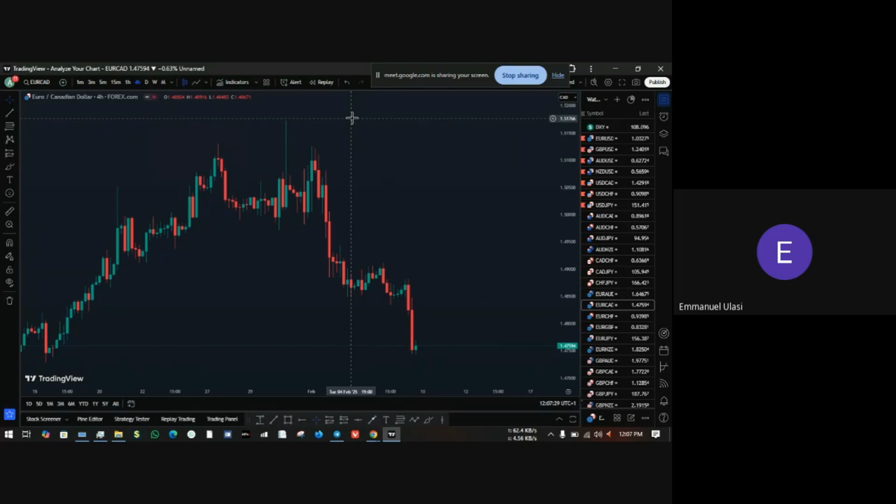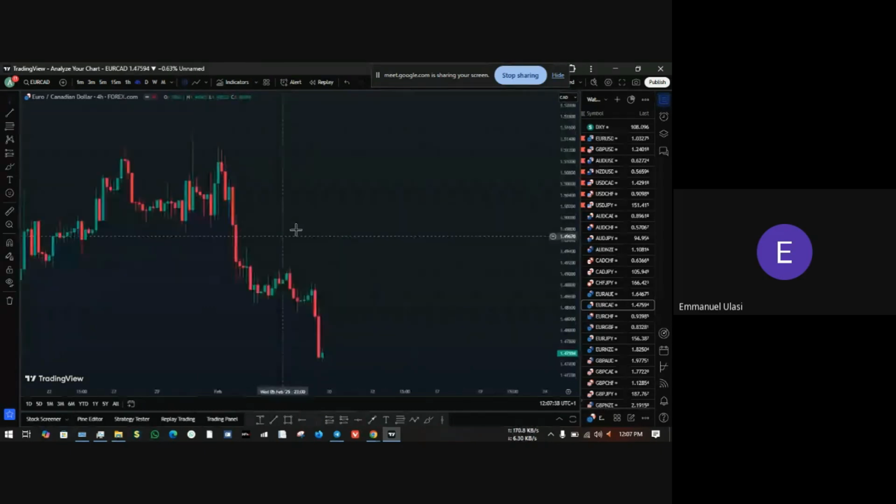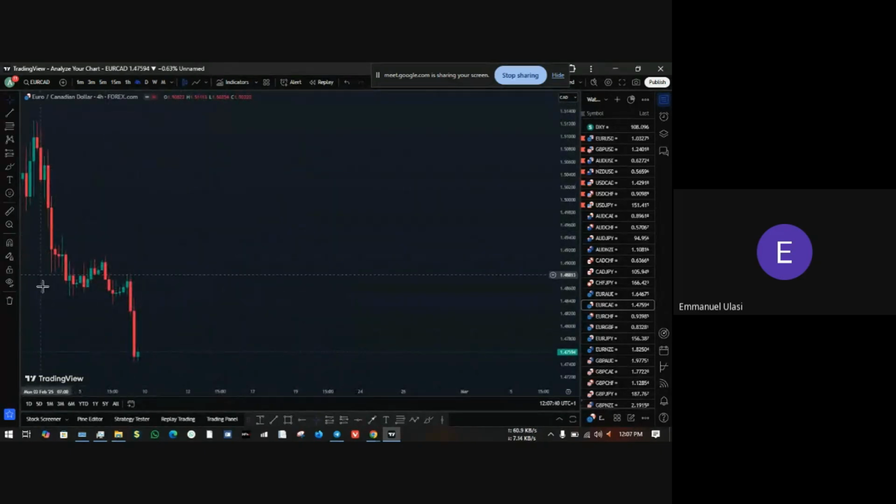Now, in technical analysis, you're going to be conversant with what we call market trends. Market trends are of 3 different types. The market can either be trending upwards, trending downwards, or in a sideways market.